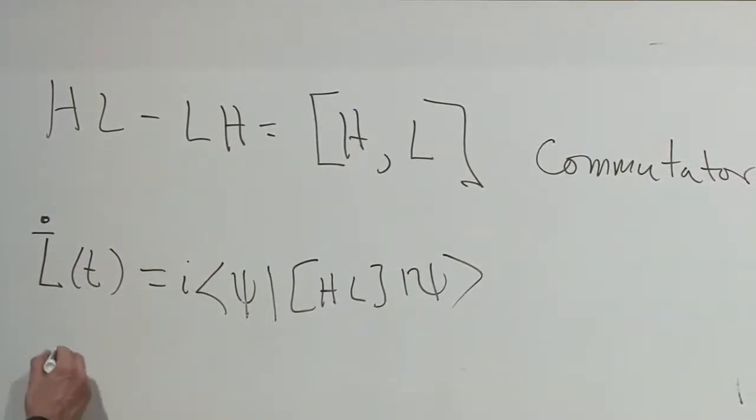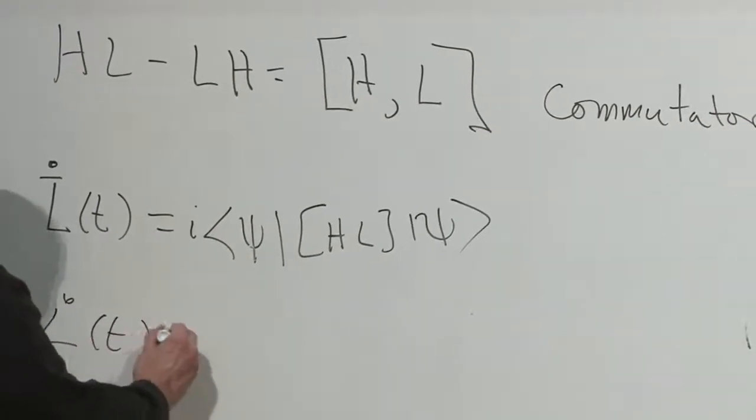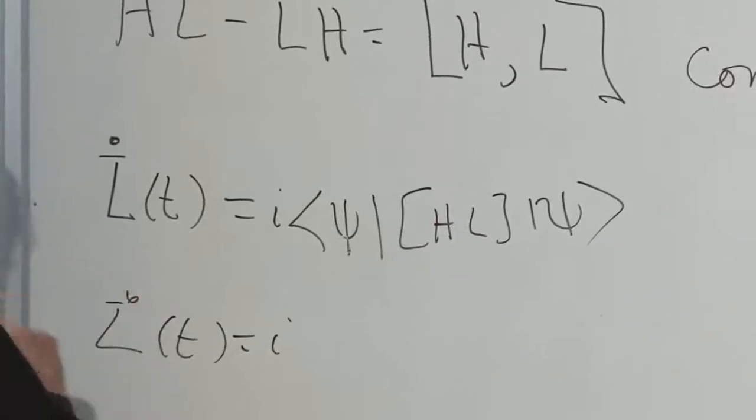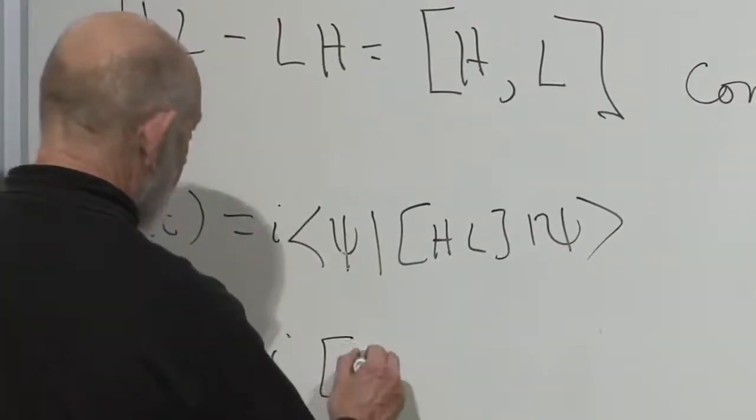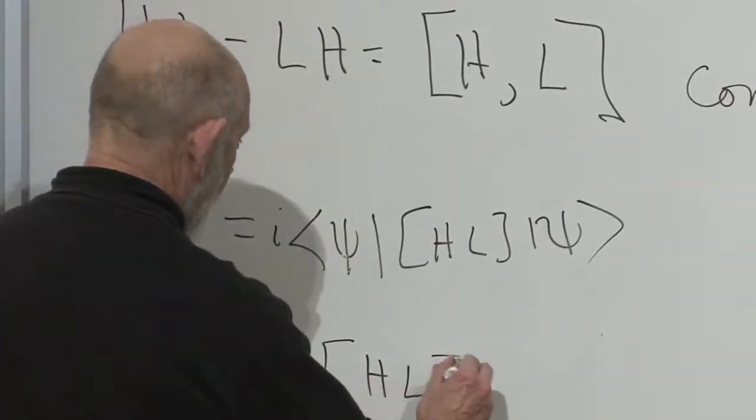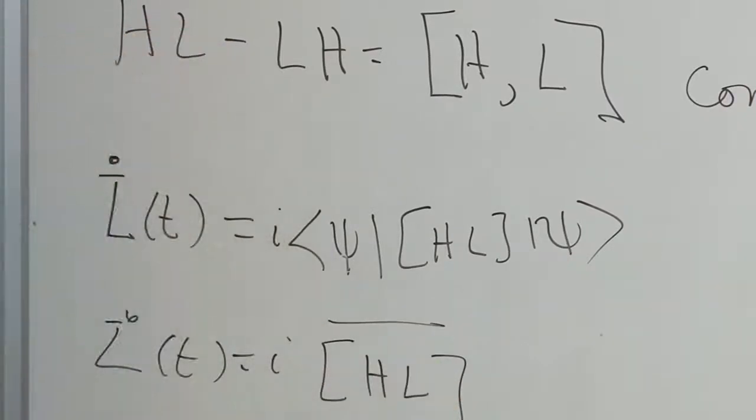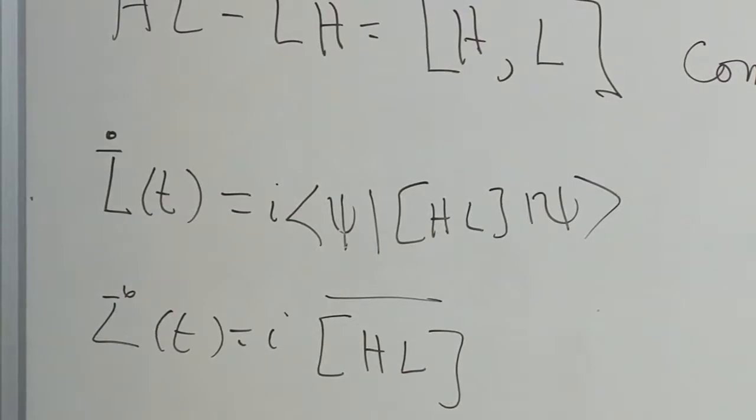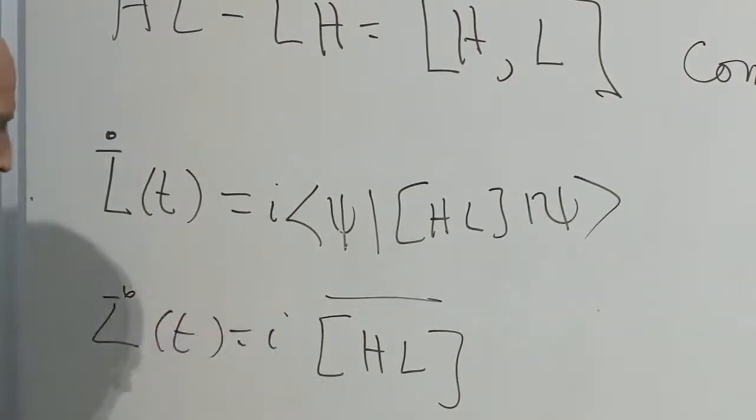Or we can write L dot of t is equal to i times the average of the commutator HL, and I'll indicate that by a bar on top of it. So we have equations of motion now for averages in terms of averages.